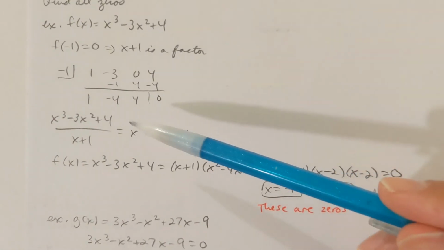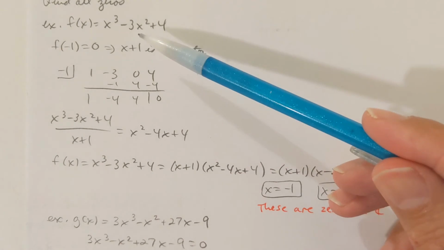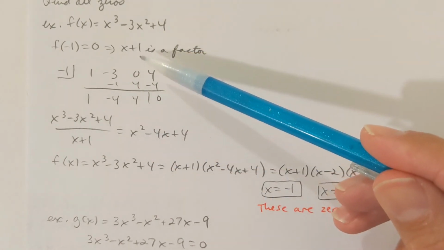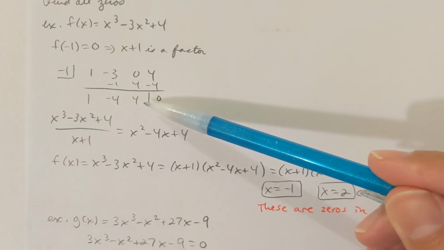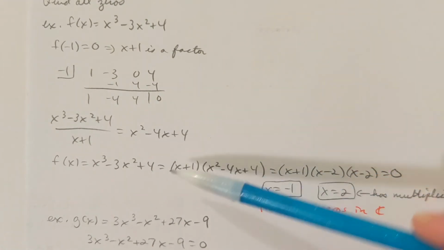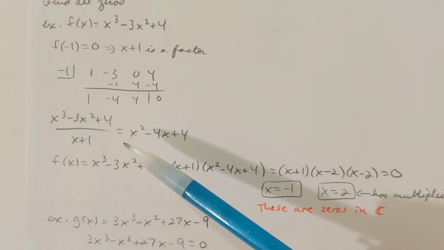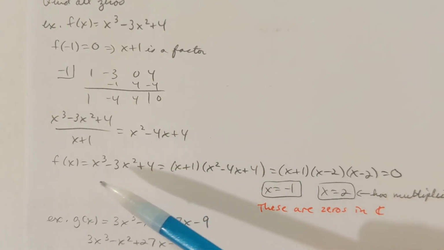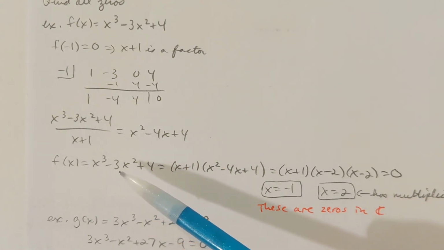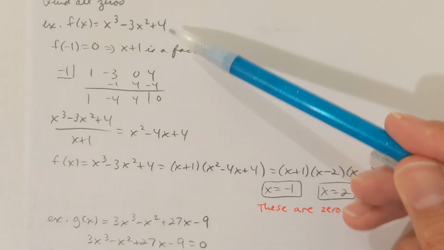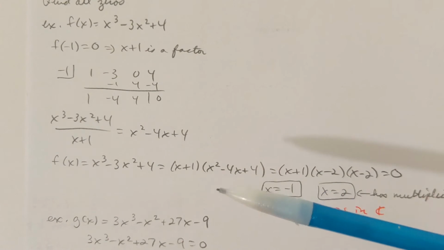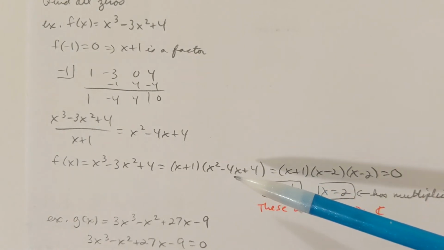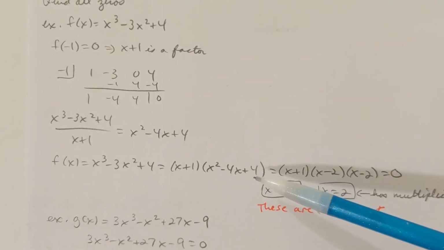Okay, so I've got f of x divided by x plus 1 equaling x squared minus 4x plus 4. If I multiply both sides by x plus 1, then f of x, which is x cubed minus 3x squared plus 4, that's what I've got up here, is equal to x plus 1 times x squared minus 4x plus 4.